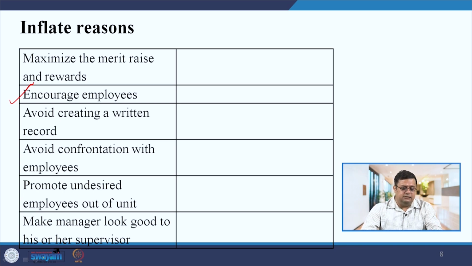So in that case, to encourage the employees, sometimes the organization purposefully inflates the performance rating also. But other than that, I have made a list, right? You can make a list in a similar way, and analyze what the reasons are for inflated performance ratings, and then you can take a decision on how to ensure that most of the ratings are accurate.